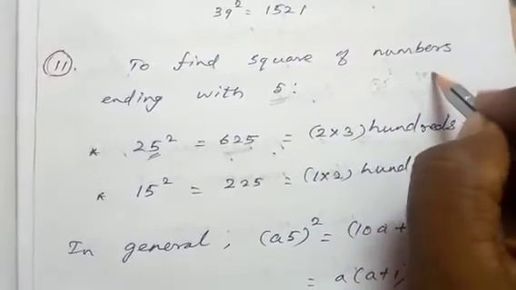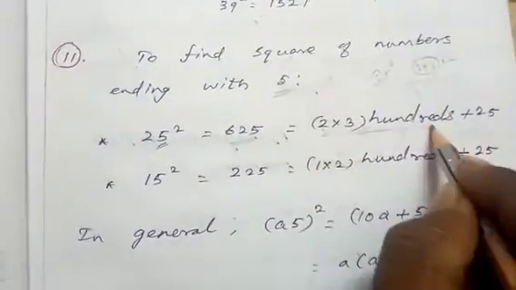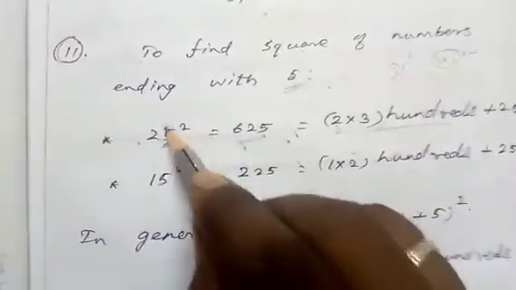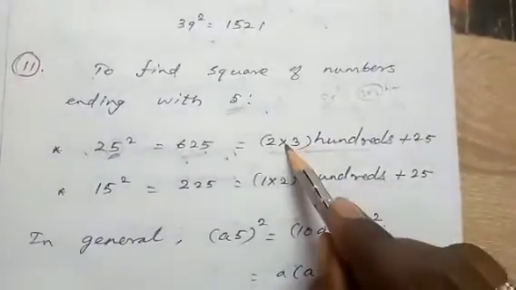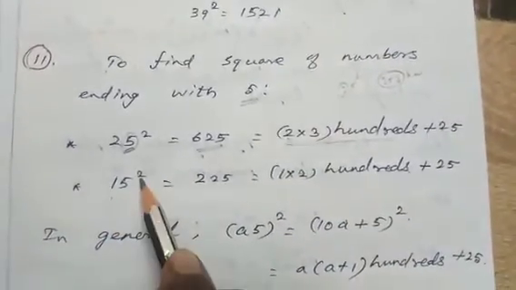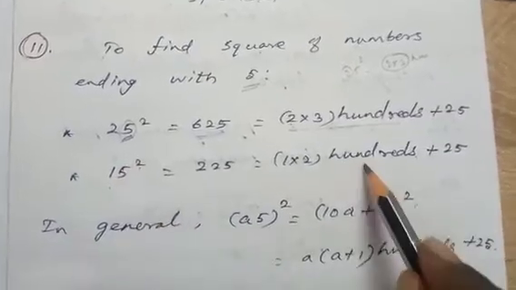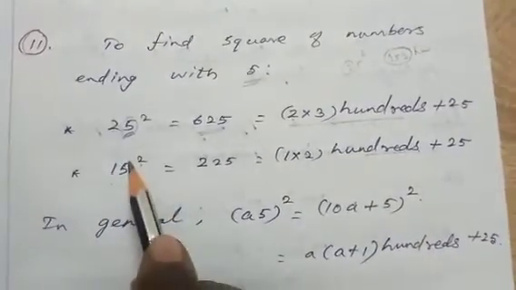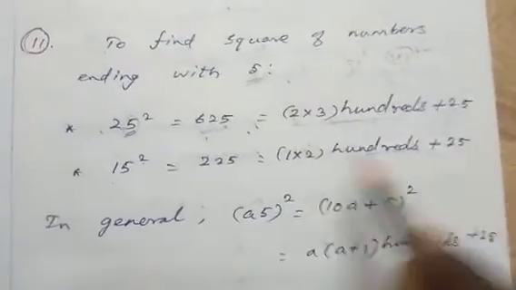So 2 into 3: multiply 2 into 3 hundreds, plus 5 square. 5 square is 25, so add 25. So 2 into 3 is 600, plus 25 is 625. Next, 15 square. Here 1, the next number is 2. So 1 into 2 hundreds plus 5 square, which is 25. So 1 into 2 is 200, plus 25 is 225.